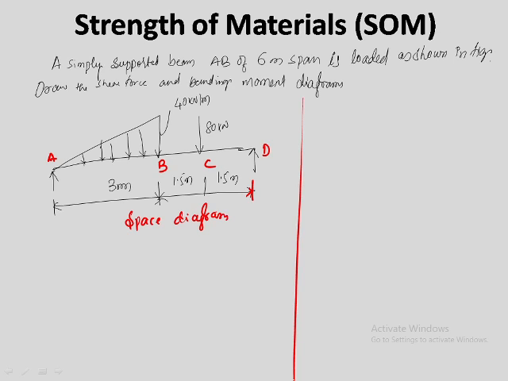Now try to find out what is the reaction at A and reaction at D. If you calculate reaction at A and D as correct, then solution is over. Now we take 2 minutes time and find out what is the reaction at A and reaction at D.